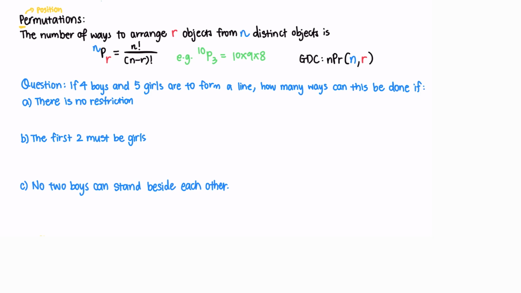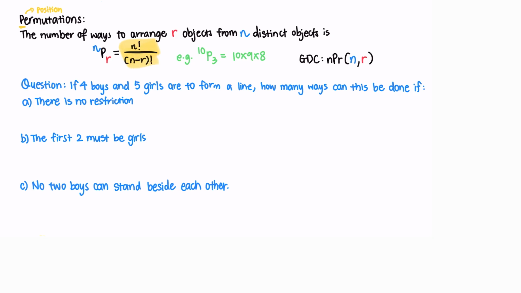So now, let's move on to something a little bit more complicated, permutations. So, as I denoted up here, permutations is all about position. It's where you position or arrange certain items. So the number of ways to arrange r different objects from n distinct objects is just nPr, where you have this formula over here.